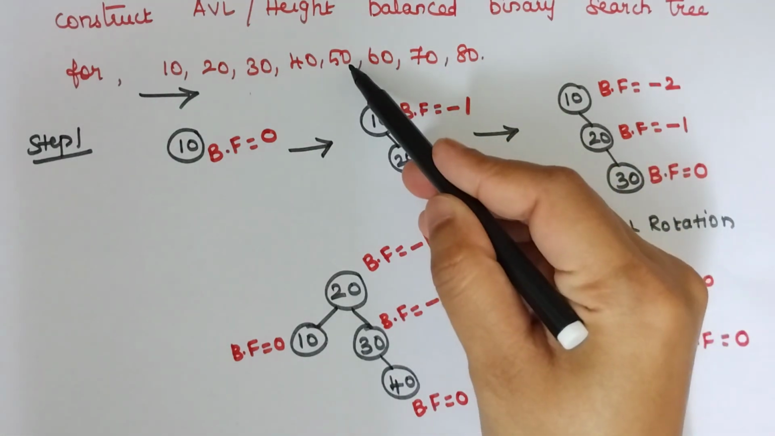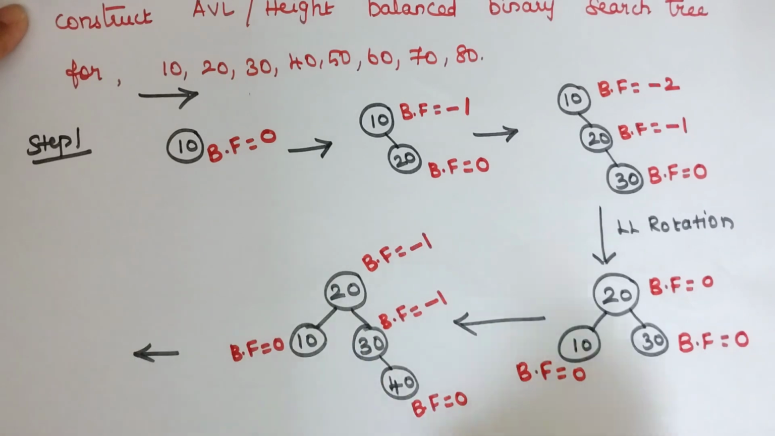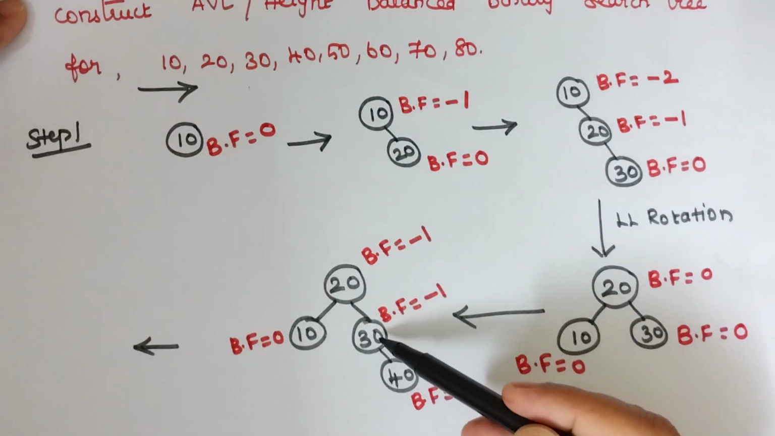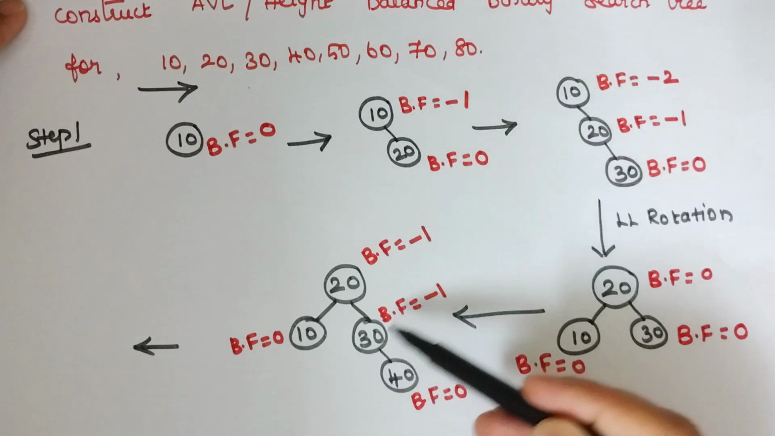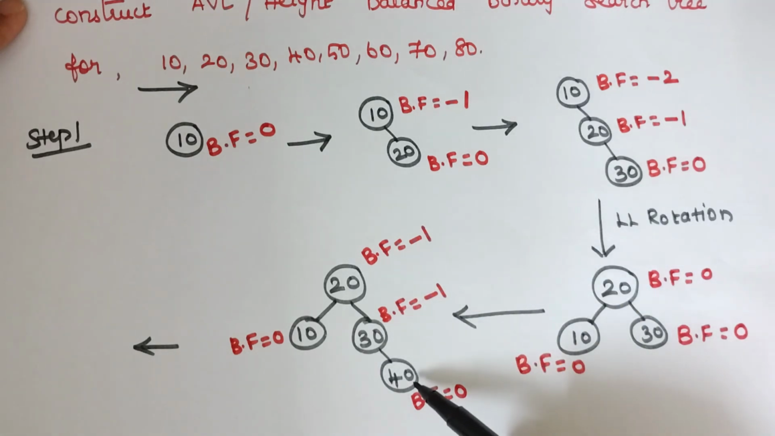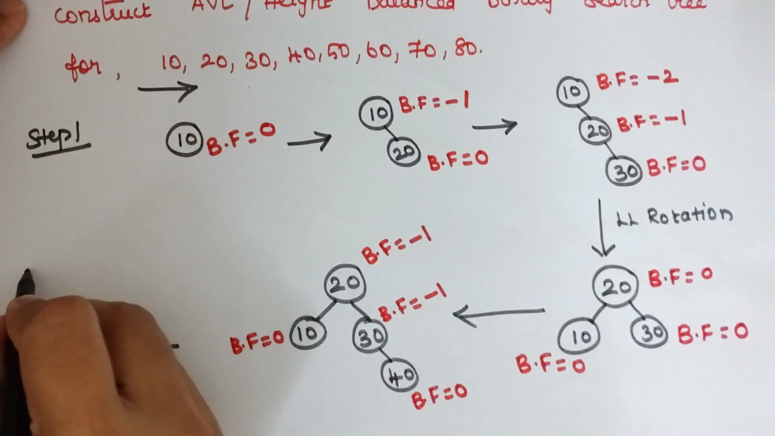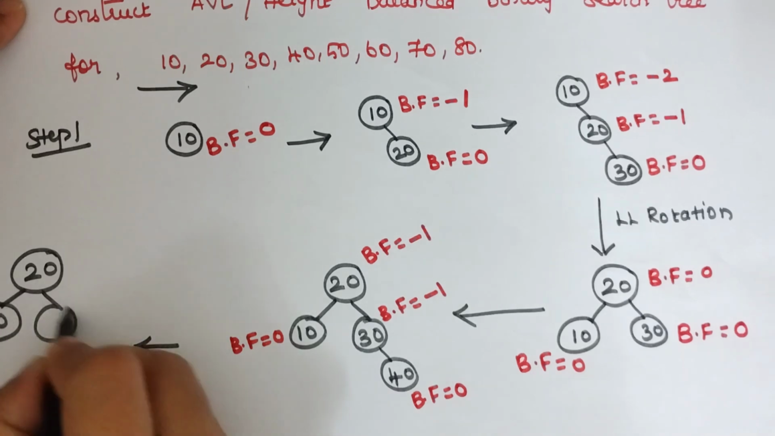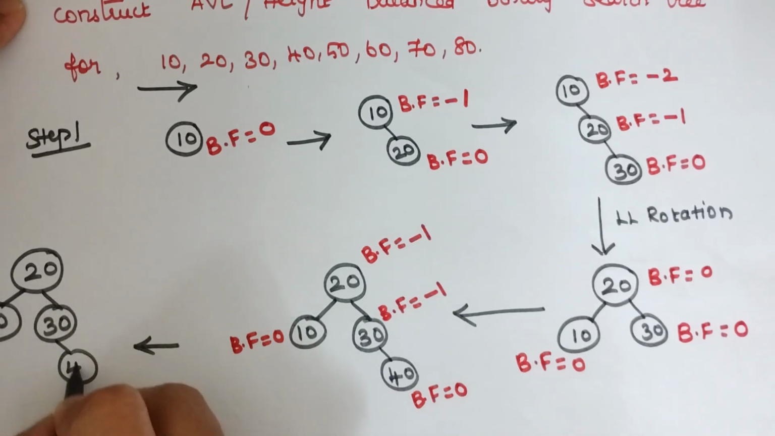What is the next node value? 50. Again, where 50 will be inserted? Compare it with 20. It is greater, move to right side. Again, compare it with 30. Greater, move right side. Again, compare with 40. Greater, move right side. Now, right side here it is empty. So you can place 50 to the right of 40. In that case, what will be our tree structure? So 20, 10, 30, 40 and then right side will be 50.